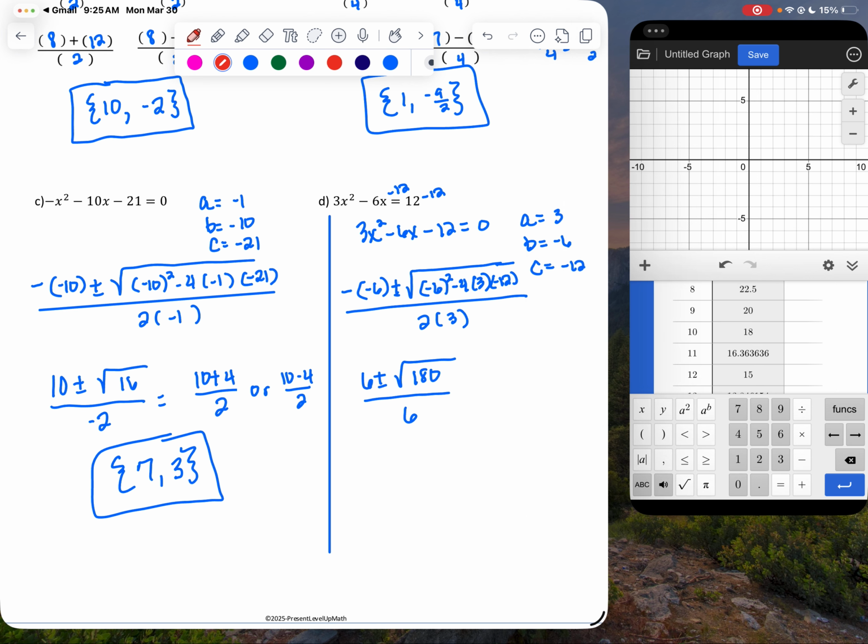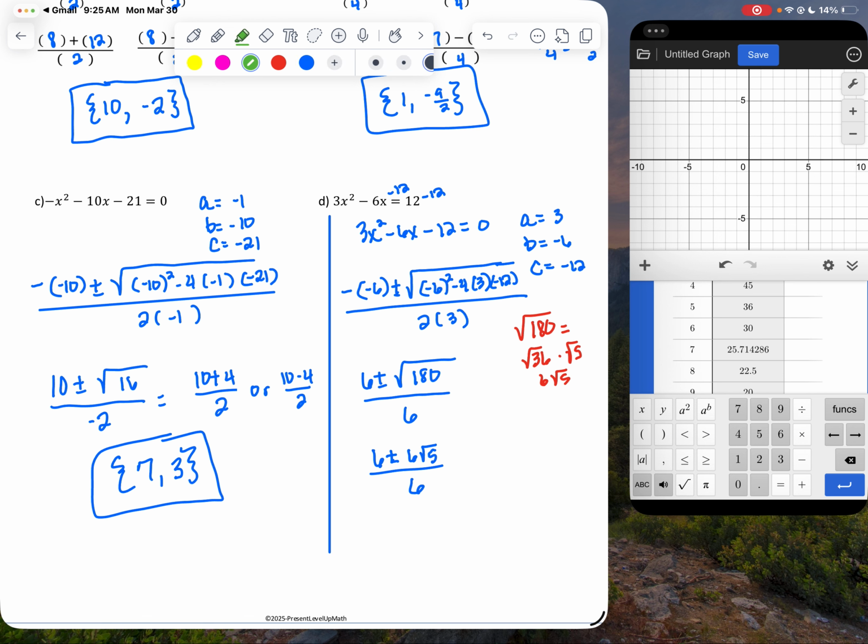So over here, I'm going to break this down for you. Square root of 180 is the same thing as square root 36 times square root 5. So square root 36 is 6, square root 5. So this will give me 6 plus or minus 6 square root 5 divided by 6. Now, I want you to notice something. Look at your outer coefficients here. They all have a common factor of 6.